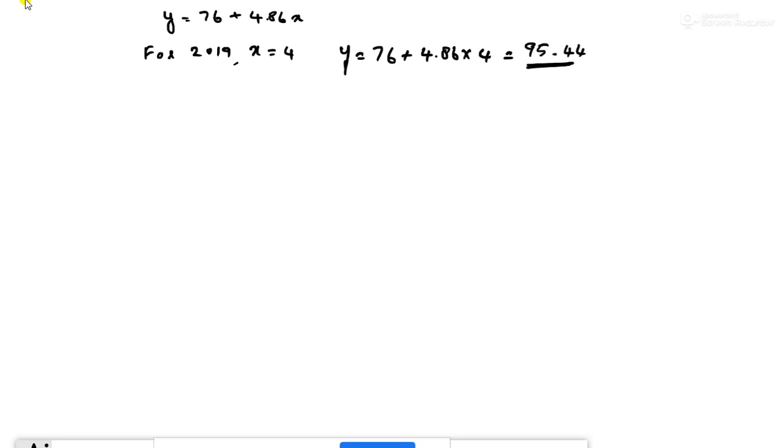Now we can move on to the last question, that is you have to plot the actual values as well as the trend values on the graph.